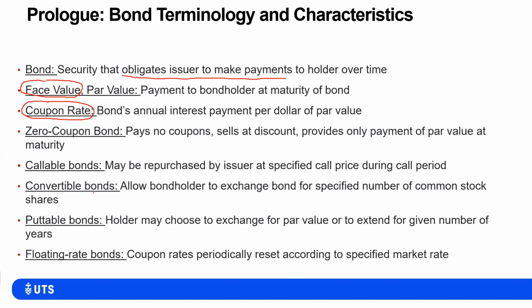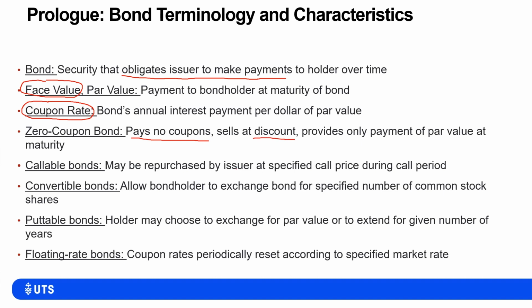There are several categories of bonds. So there is the zero coupon bond, which pays no coupons and pays only the par value at the maturity date. Such bonds will be sold at a discount. Discount meaning that it is sold at a value that is lower than the face value.